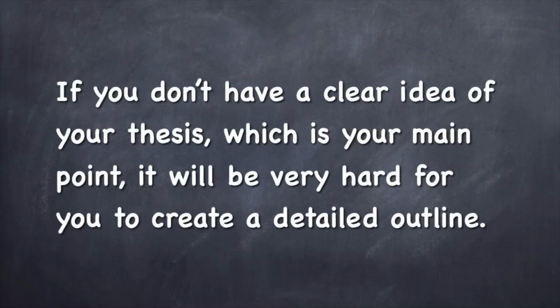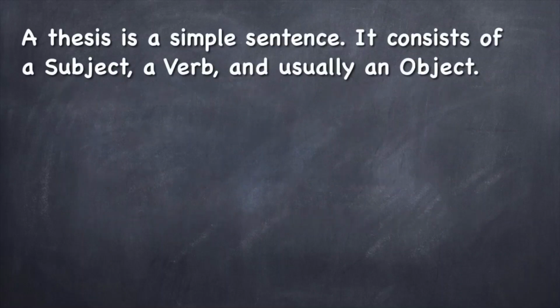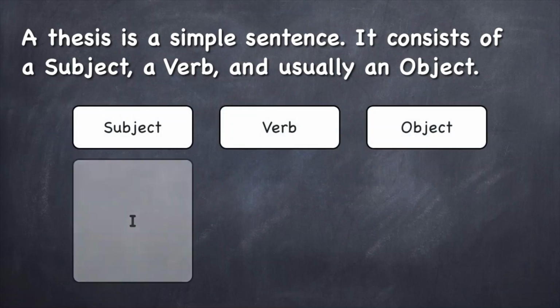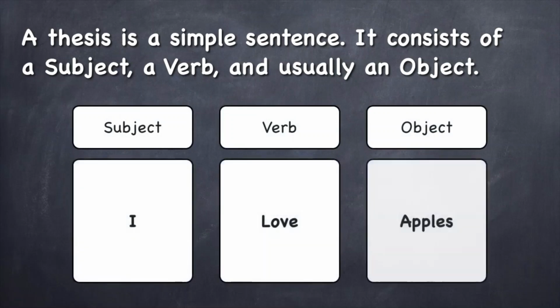If you don't have a clear idea of your thesis, which is your main point, it will be very hard for you to create a detailed outline. A thesis is your main point, and it is a simple sentence. It consists of a subject, a verb, and usually an object. For example, I love apples.